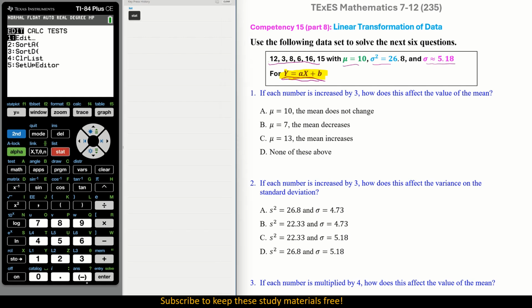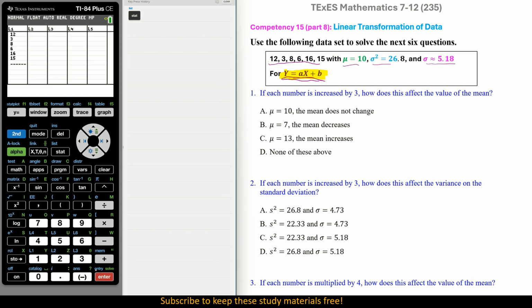Okay, so we push stat and enter, because it's highlighted on edit. That gives us our list. In L1, we have already entered what we need. There's our data set. However, it says in number 1, if each number is increased by 3, that means plus, how does this affect the value of the mean?